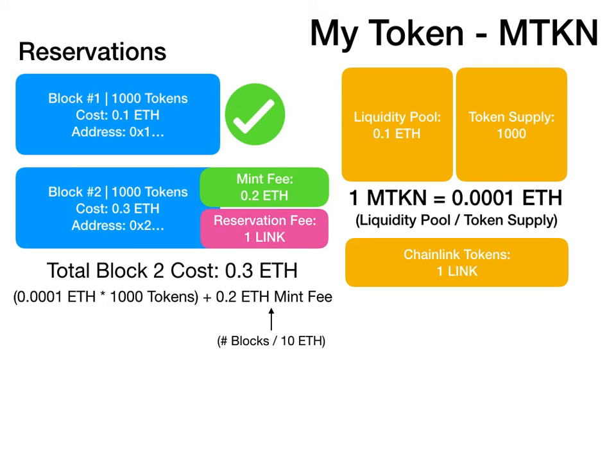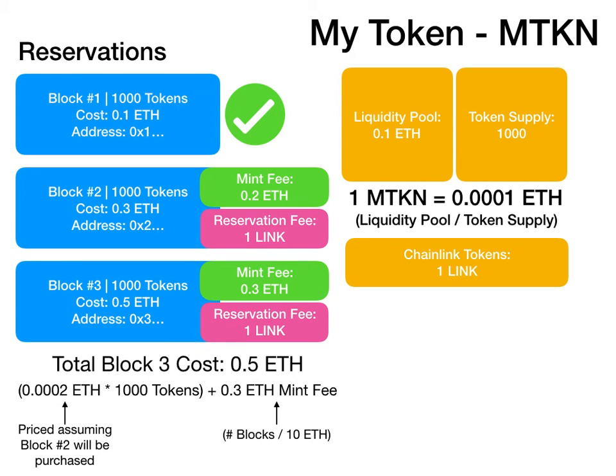All right, so now a second reservation comes in. And this one will come to 0.3 ETH, and we'll see that is derived from the existing cost of the tokens times 1,000 that are in the block, plus the current mint fee, which is determined by the number of blocks divided by 10. So we're on block 2 divided by 10, we get 0.2, making the total cost 0.3 ETH.